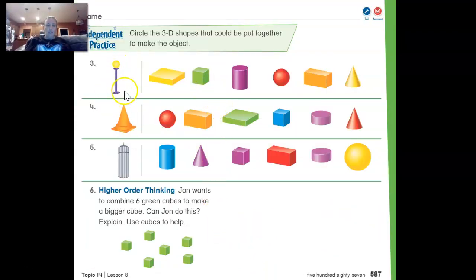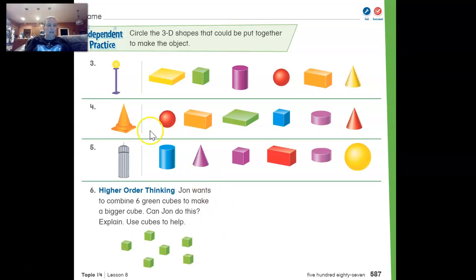What shapes make this? What about the two shapes that make this? Or this one? Think about these. Look at them carefully. And then think about this question. John wants to combine or put together 6 green cubes to make a bigger cube. So these are his 6 cubes. Can John do this? Can he take 6 cubes and make a bigger cube? I think he can. I wonder if you could draw what that would look like.